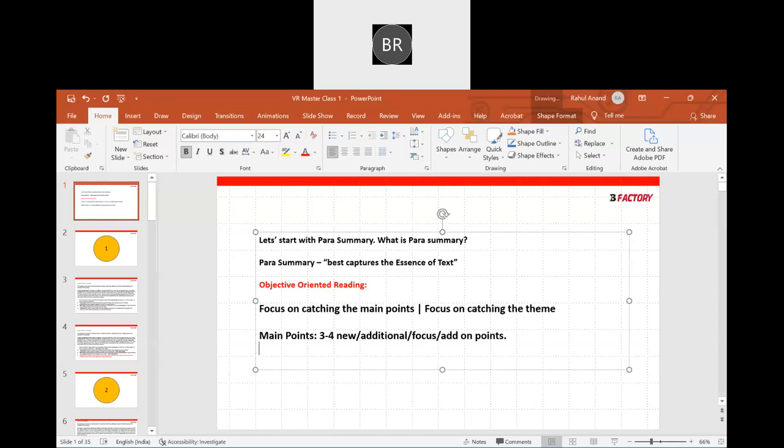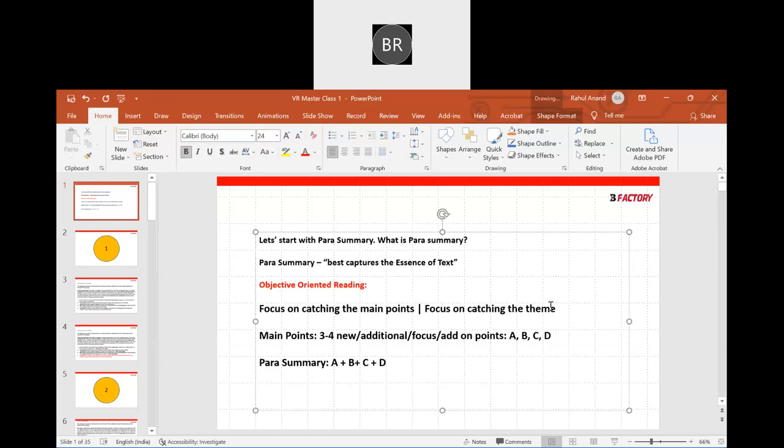So try to capture these. If A, B, C and D are the main points, then the best para summary will be something of the form A plus B plus C plus D, or among the options, whichever captures it the best. Got the point?